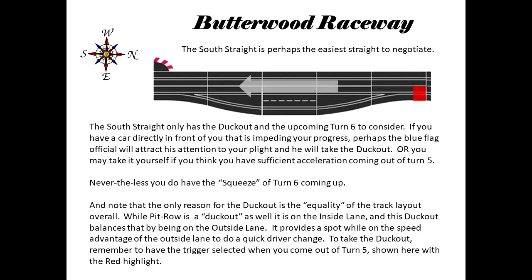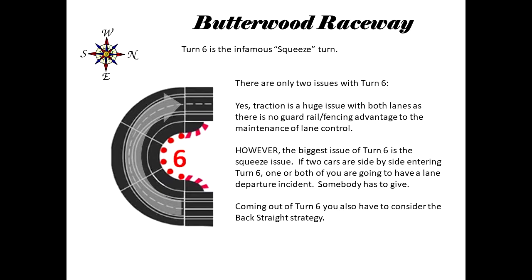And note that the only reason for the duckout is the equality of the track layout overall. While pit row is a duckout as well, it is on the inside lane, and this duckout balances that by being on the outside lane. It provides a spot while on the speed advantage of the outside lane to do a quick driver change. To take the duckout, remember to have the trigger selected when you come out of turn 5, shown here with the red highlight.